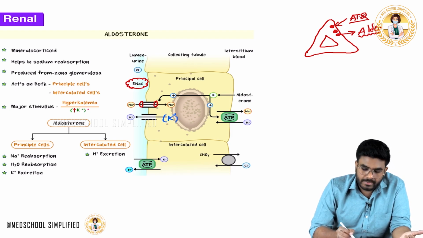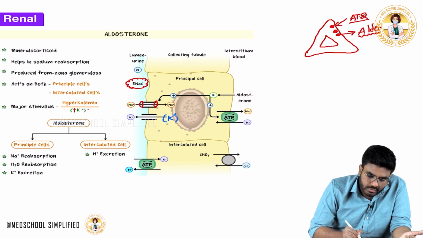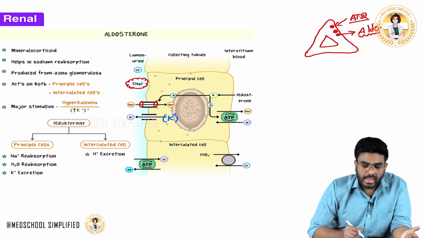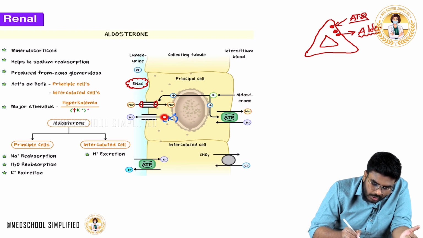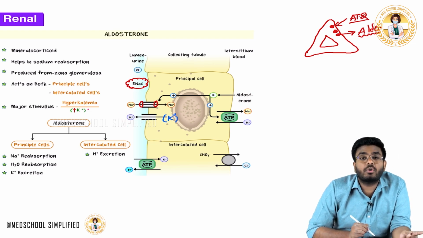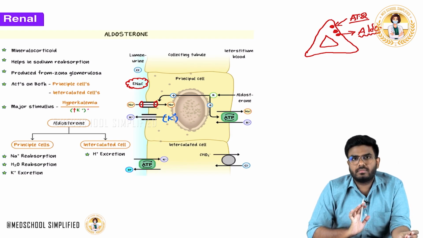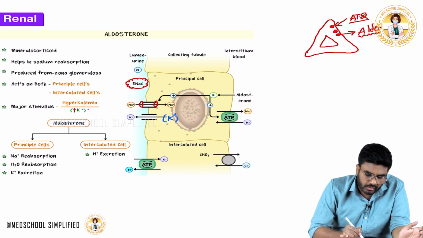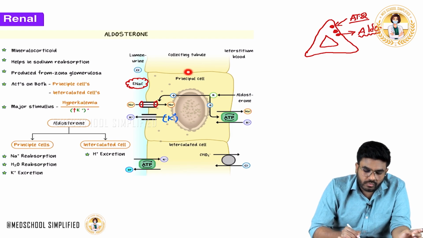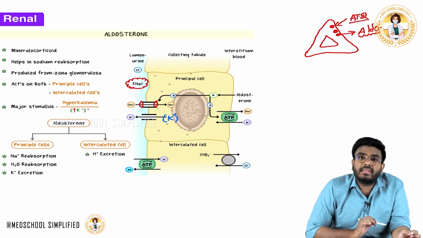So for the entry of sodium, potassium is leaving the cell. I can clearly say aldosterone helps in sodium reabsorption, and at the same time helps in potassium secretion. So potassium is now going into the urine. One function is completed, sodium reabsorption, and the second function is potassium secretion. So two functions of aldosterone are completed, and both are happening in the principal cells.